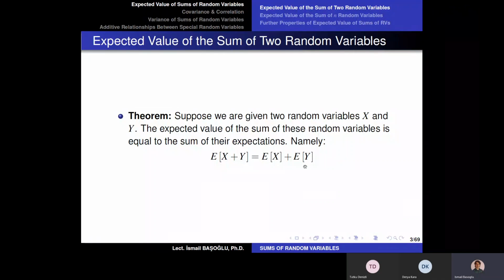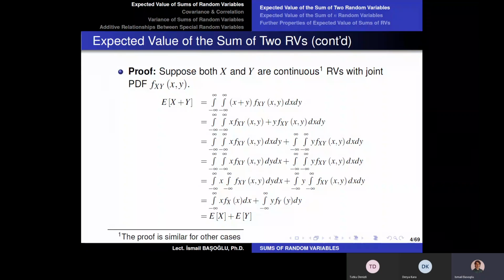Now, the proof is very easy for that. Let's show the proof. In order to show the proof, we are going to assume that both X and Y are continuous random variables. So they have a joint probability density function, which is represented by f_XY.